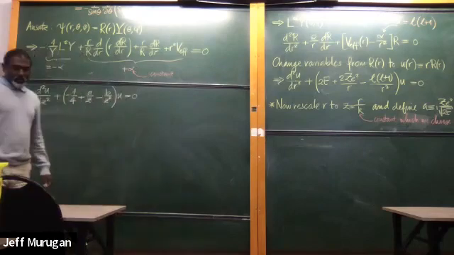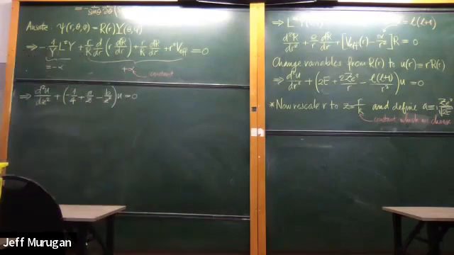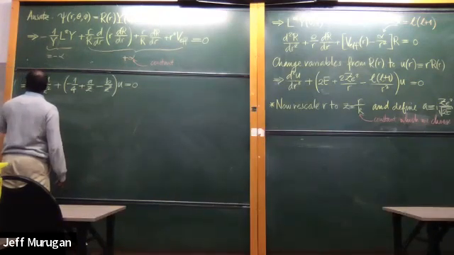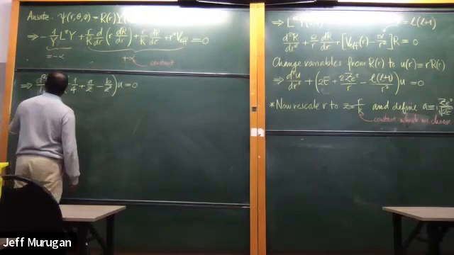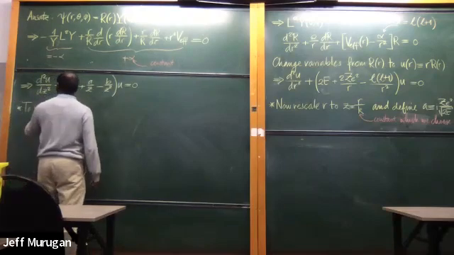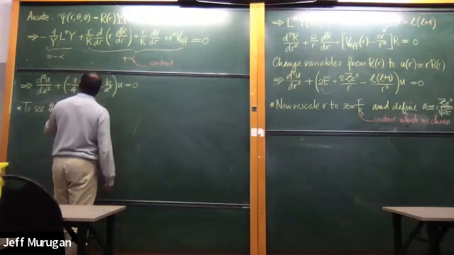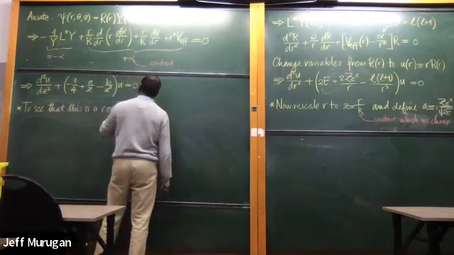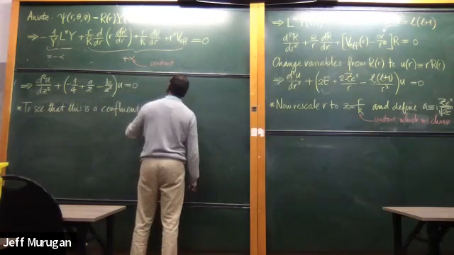So my claim is that this is a confluent hypergeometric equation. I'll show you why, to see that this is a confluent hypergeometric equation.